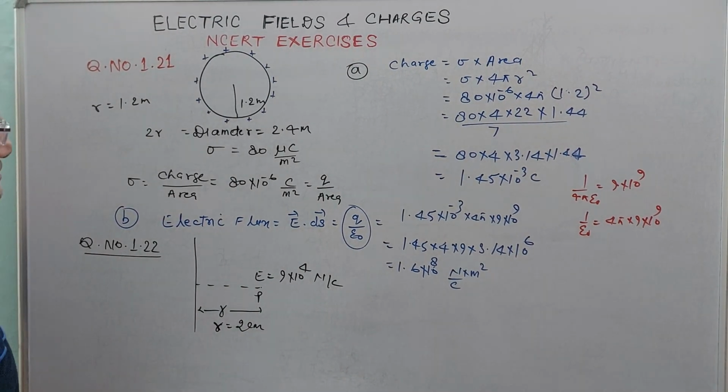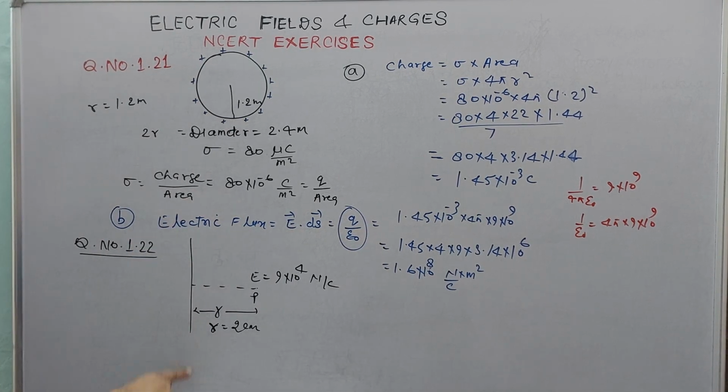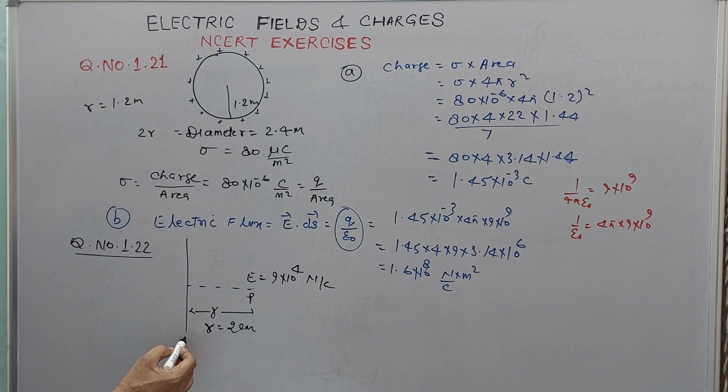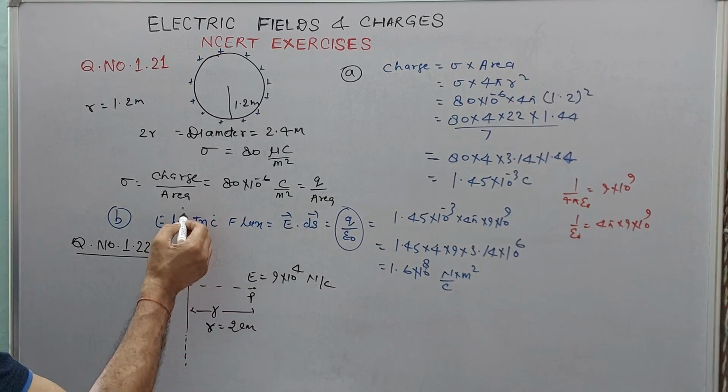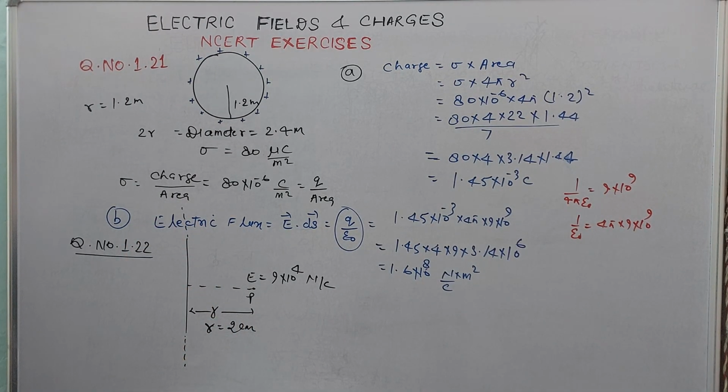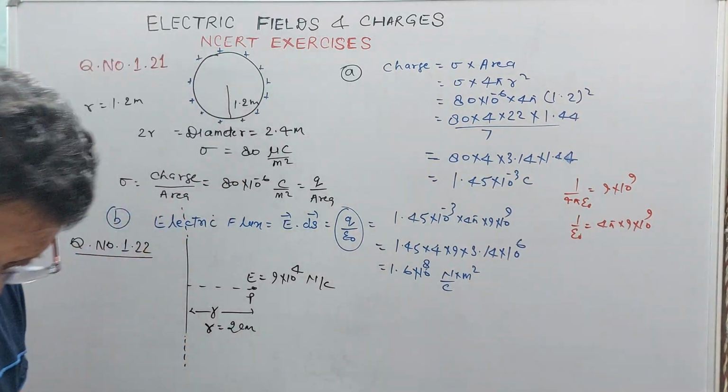Now in this part of the question, this is an infinite line charge, and the electric field at a distance of 2 centimeter from this infinite charged conductor, at the point P, is 9 into 10 to the power 4. We need to find the linear charge density of this surface. So now the formula is here. We will use the formula.